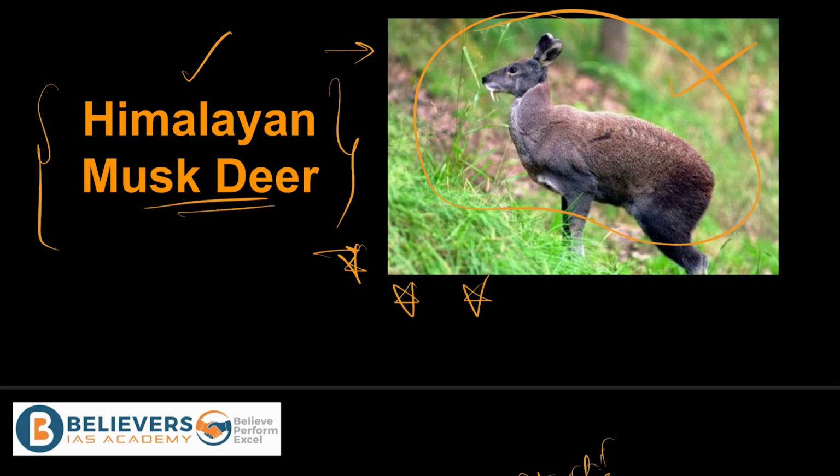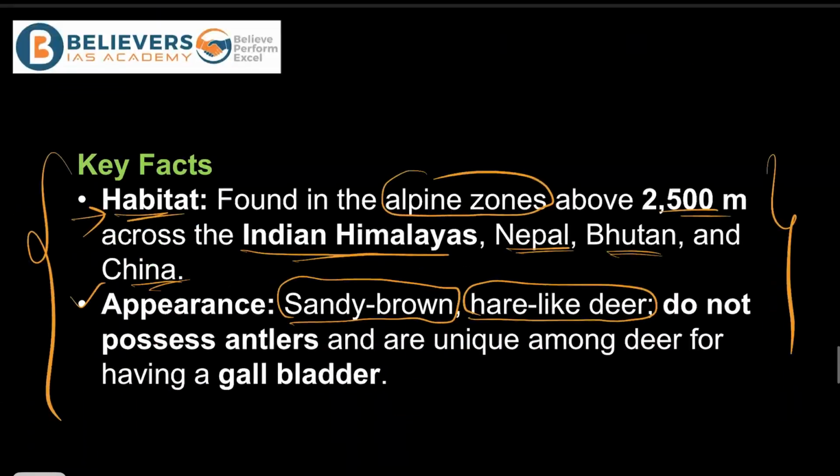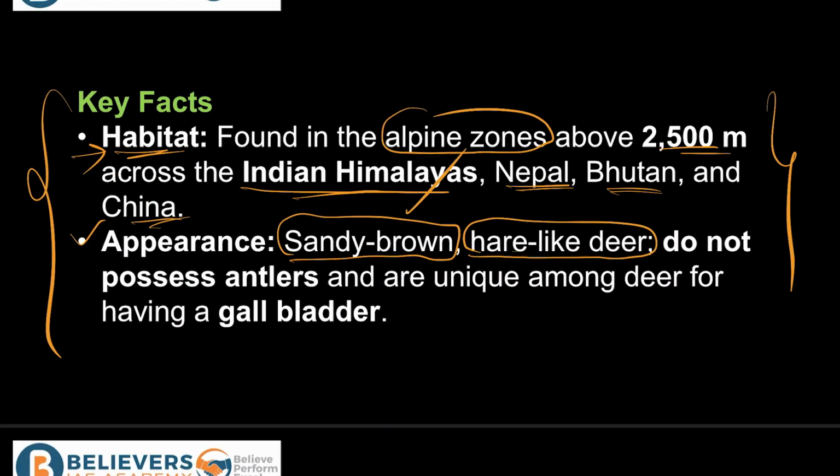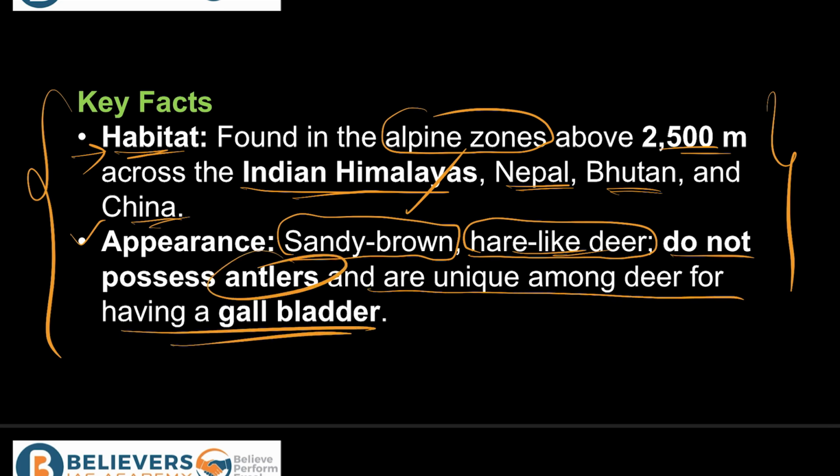It is not altogether a rabbit, but it is different from other deer, which normally have antlers and spottings, right? They have a tail, and even the posture or stance that deer usually have is quite different. And this one special feature is the coat, a hair-like deer that does not possess antlers, and it is unique among deer for having a gallbladder. So unlike other deer, which usually don't have a gallbladder, right?